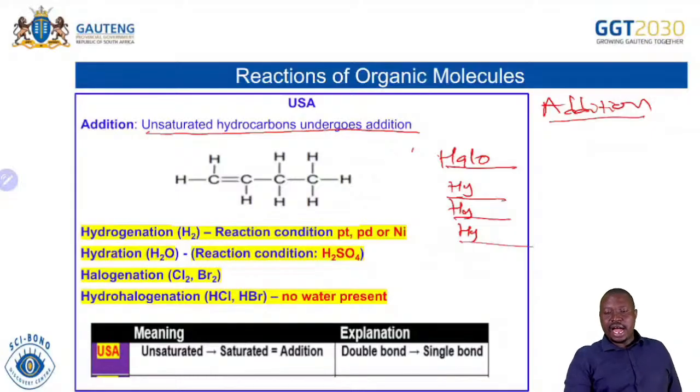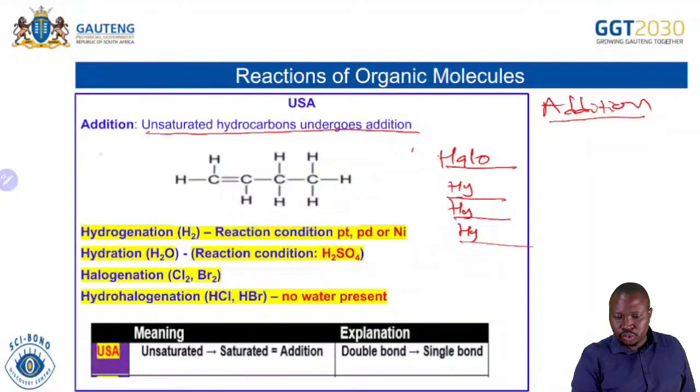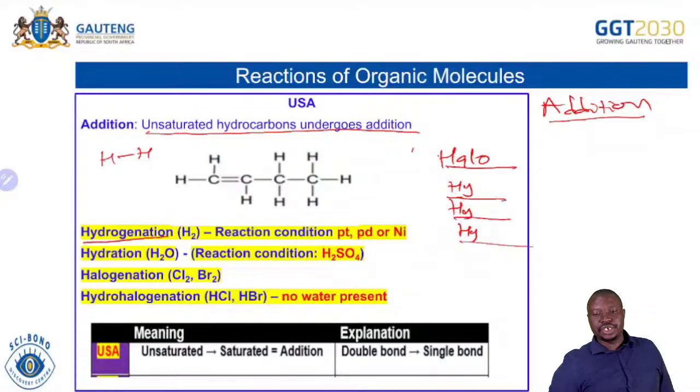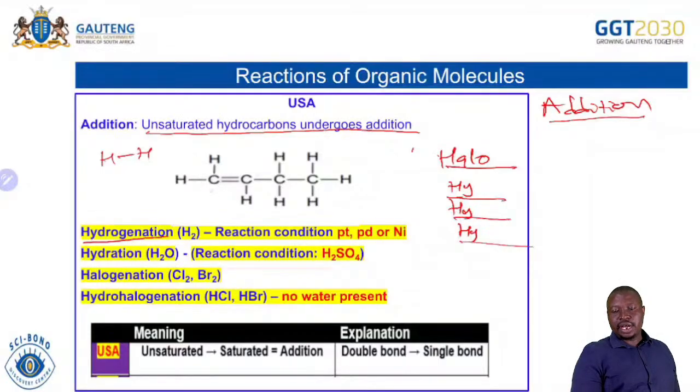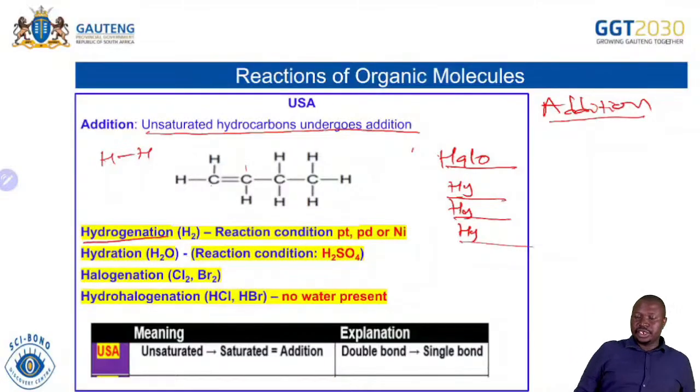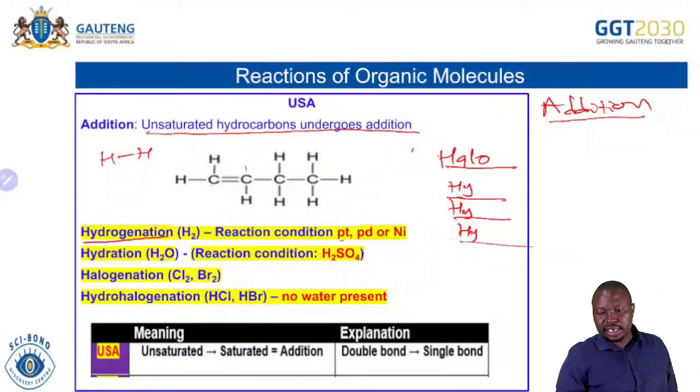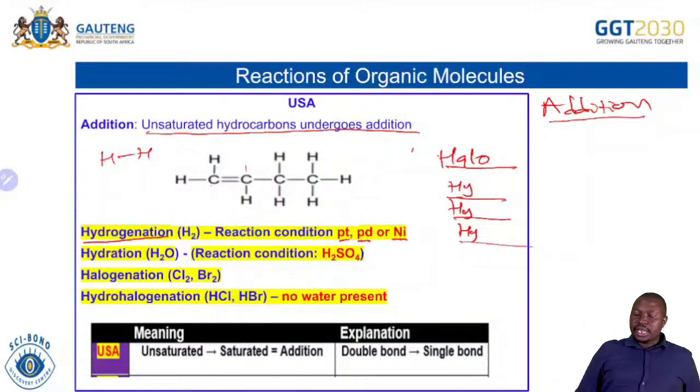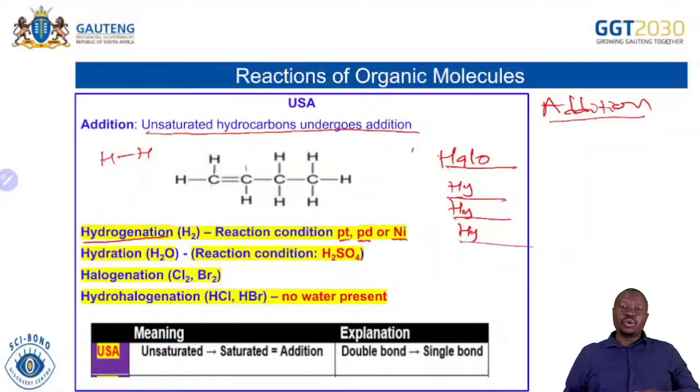Now if we add hydrogen, H2, we'll call it hydrogenation, and the H2 will be added on the double bond there. So one hydrogen will be added on the first carbon of the double bond, the other on the next one. So it's easy to add hydrogens, and the reaction condition, the catalyst that we use there, is platinum or palladium or nickel. So one of those 3 is the catalyst that we use. Now hydration, it means now we are adding water.